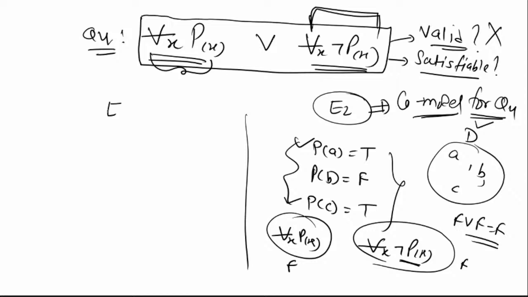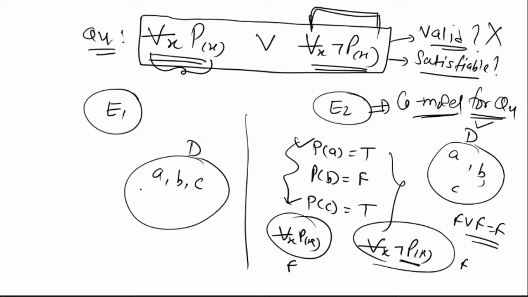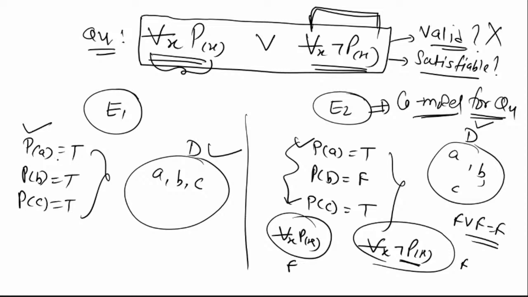So let me give you an environment in which this Q4 will become true. Let me give you a model for Q4. Very easily, consider this domain. Let's assume the domain is A, B, C. Now we need an interpretation for Px. So let's assume PA is true, PB is true, and PC is true. So this is the domain, and this is the interpretation of P. Now this is the environment you have. You can see that in this environment, Q4 will become true.